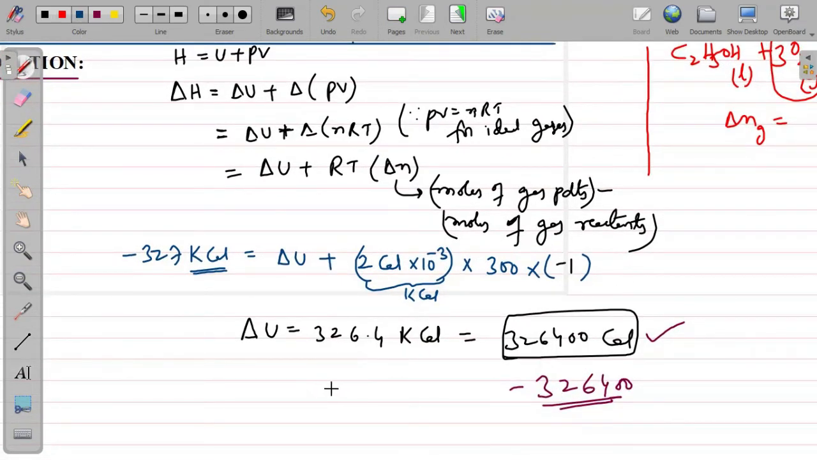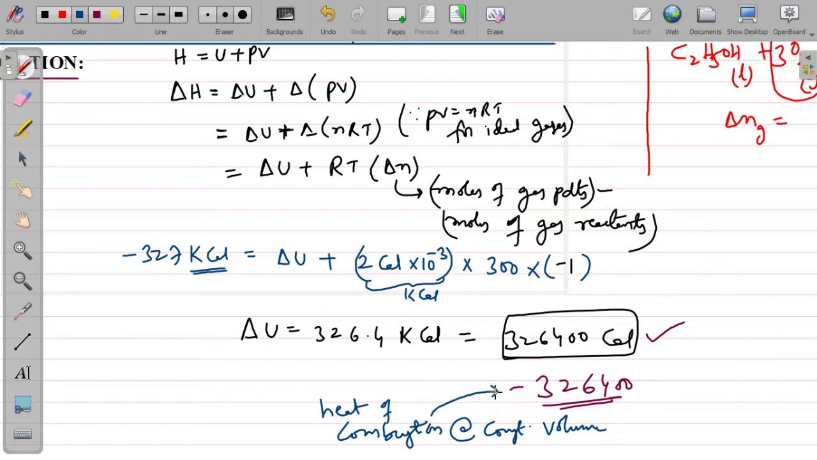Suppose they ask what is the heat of combustion at constant volume, then you have to represent it with the actual sign, so the minus sign also has to be represented in that case. But here in this question, they are asking what is the heat evolved, not the heat of combustion. Therefore, the answer is this only. So you can object and challenge the official answer key for this problem.